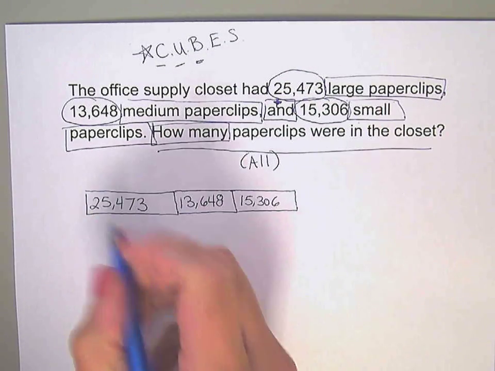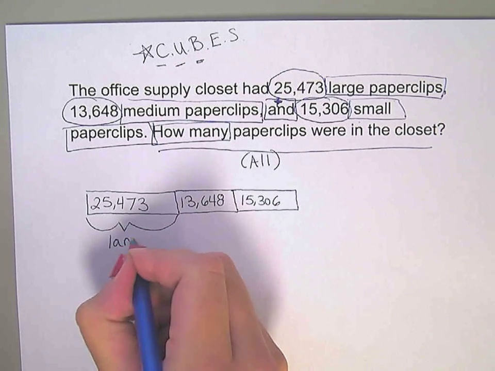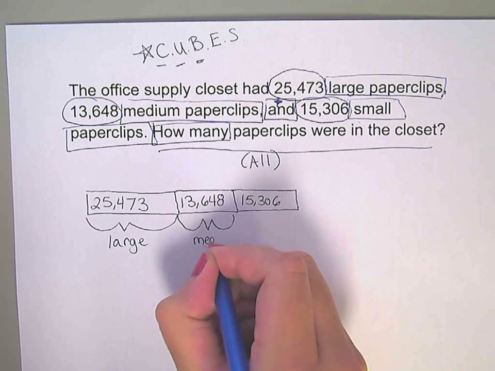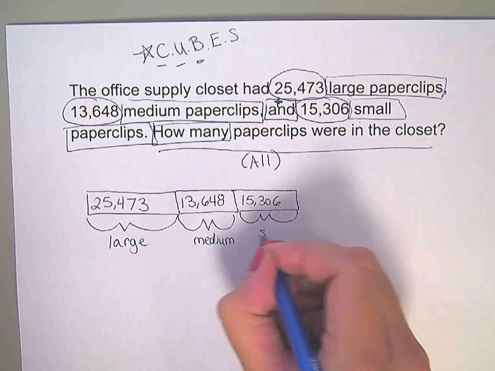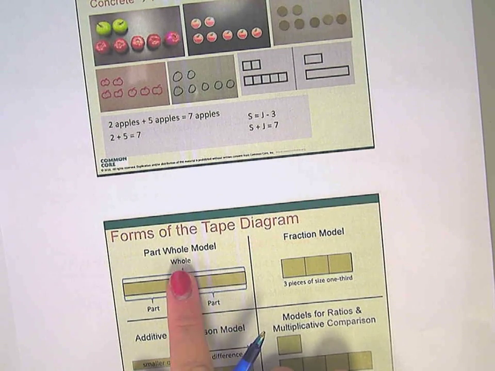I want to keep organized so I can even label these parts. This is my large. This is my medium. And this is my small. Now, the only part missing from my tape diagram, if you look, we have our parts. We had 3 parts. We're missing our size whole.